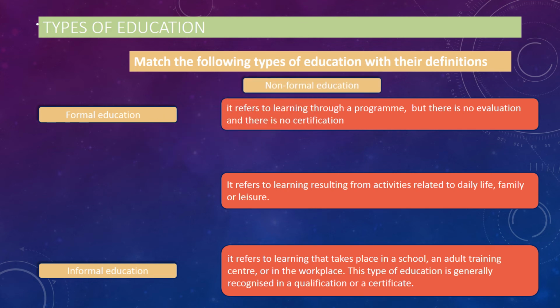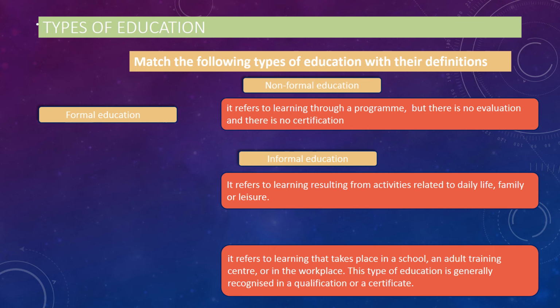So the first one is non-formal education because it has a program, but generally speaking, it doesn't necessarily have an evaluation system or a certificate or a degree at the end, though sometimes they do that. Informal education for the second definition, as it is part of daily life, family, and leisure. So it's personal and it's free.